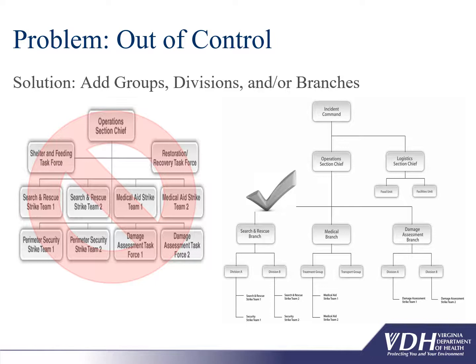Note the chart on the left, where the operations chief is responsible for 10 different components of this incident, while the chart on the right shows that the incident commander is only responsible for the operations section and the logistics section. Each of these section chiefs is only responsible for 2 or 3 components, well within the recommended span of control.